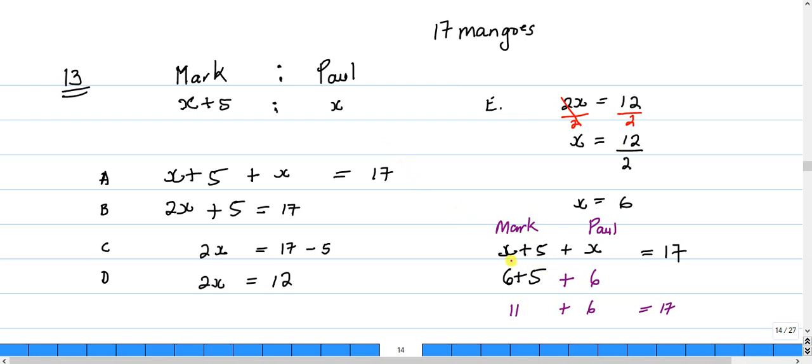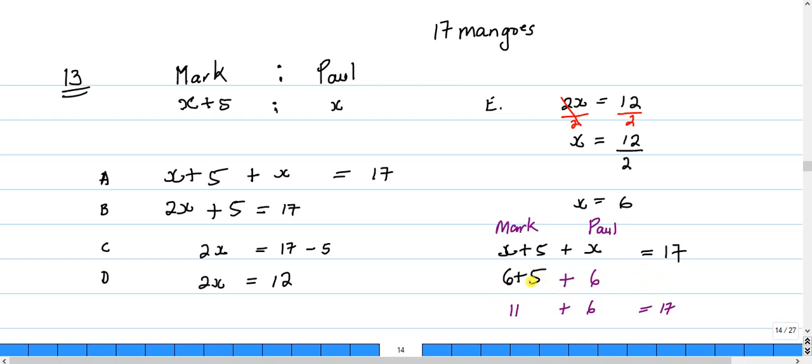Going back to our original statement, Paul has some mangoes. Mark has 5 more than the amount that he has. And all of that is equal to 17. So put the 6 here. That's what Paul got. Mark, let's look at where the x is. Put 6 there, plus the 5, plus the 6. And it should be equal to 17. Let's see if that is true.